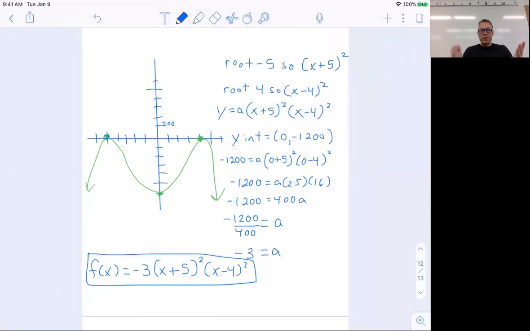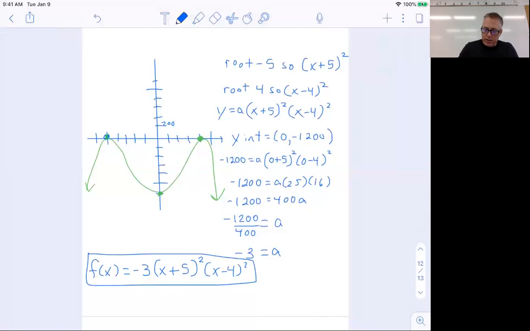And it should make sense. Even degree, because it's fourth degree polynomial. It has two roots at -5 and +4. It has a negative leading coefficient because it is going downward to the right. So it all adds up.